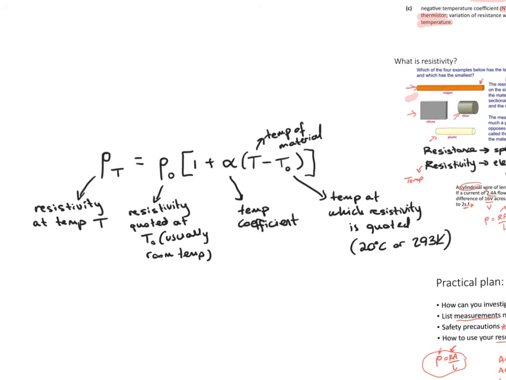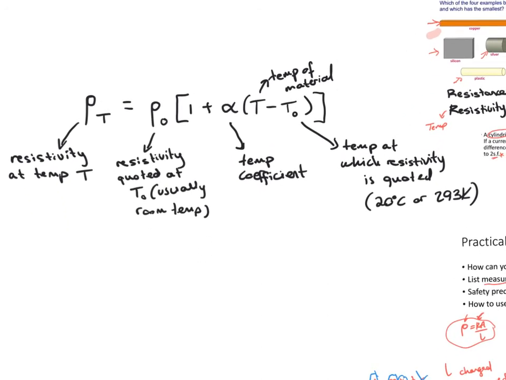So I mentioned before that resistivity varies with temperature, just like resistance does. Usually we quote a resistivity at a specific temperature. And usually that temperature is room temperature. You don't need to know this equation. But if this equation is given to you as part of an experiment, you should be able to rearrange or even figure out how to do the practical. So just a quick mention of it.